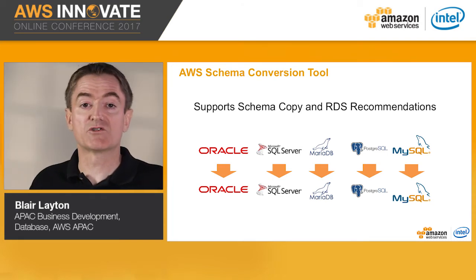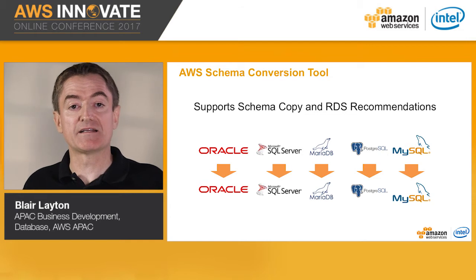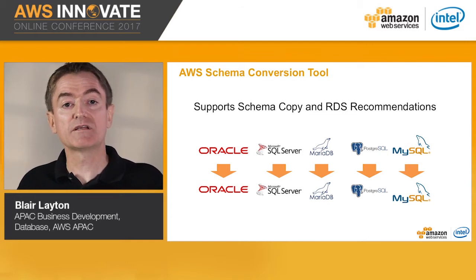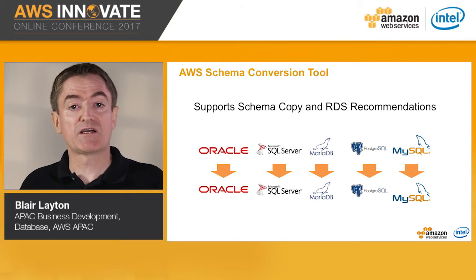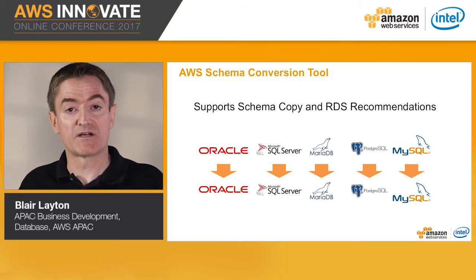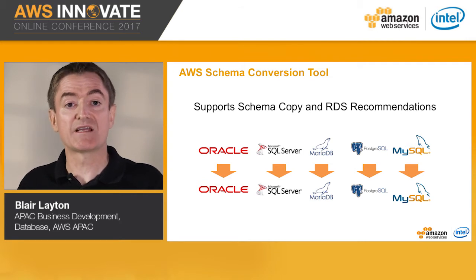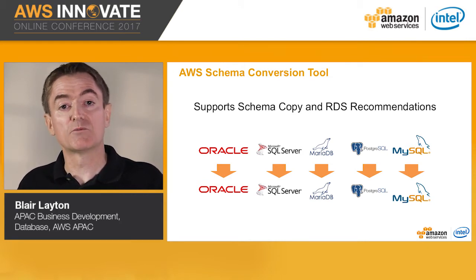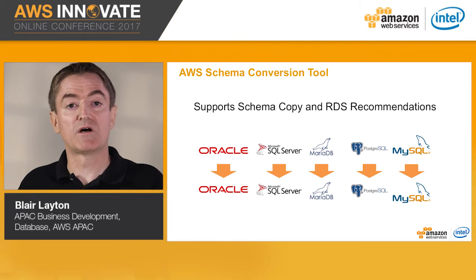The other useful feature it has is the ability to make RDS recommendations, including whether you want to use a cheaper version of a database. For example, if you're using Oracle Database Enterprise Edition, but the Schema Conversion Tool finds that you are not using any Enterprise Edition features, then it will recommend that you can use Standard Edition 1 or Standard Edition 2 when migrating to RDS.